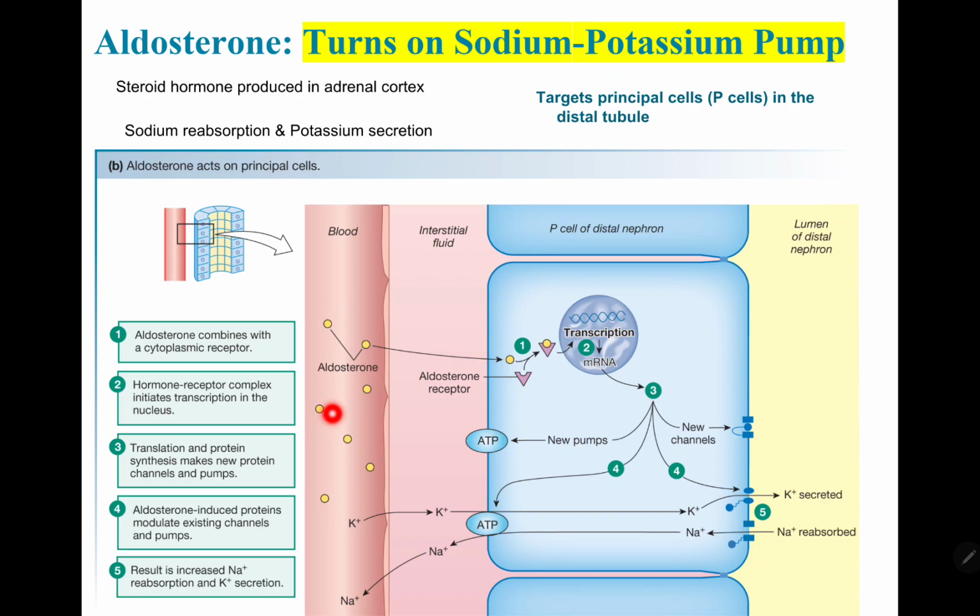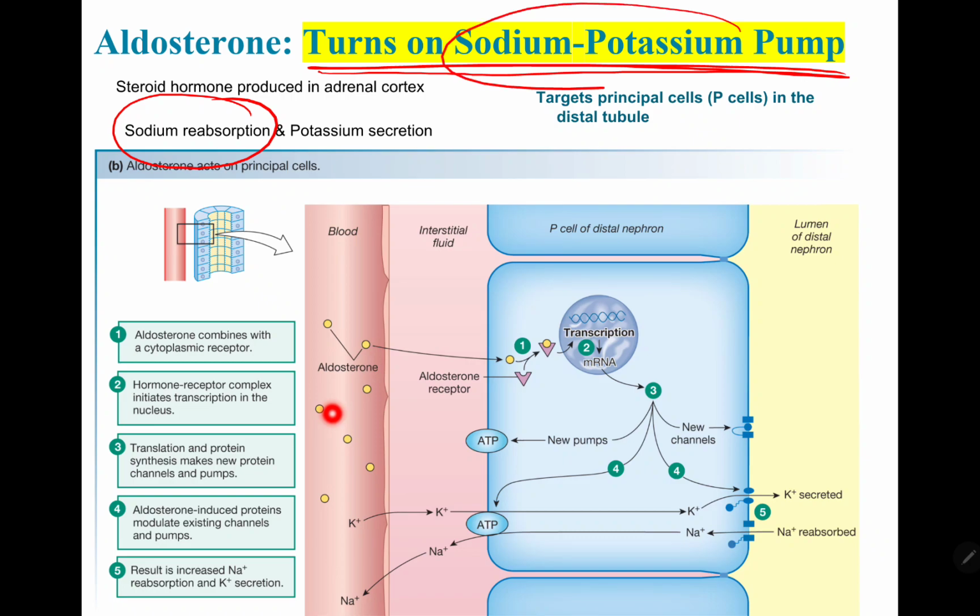And what it does is it goes to the distal tubule and it turns on those sodium potassium pumps. So ultimately, we're going to reabsorb sodium, and we can then reabsorb water, thus maintaining our blood volume, maintaining that blood pressure, to increase it ultimately. But because it's turning on that sodium potassium pump, you're going to be able to reabsorb sodium, but you're going to secrete potassium. So aldosterone has an important role in sodium potassium balance.